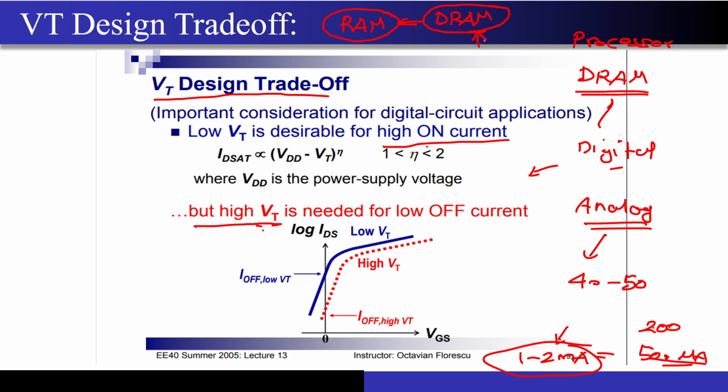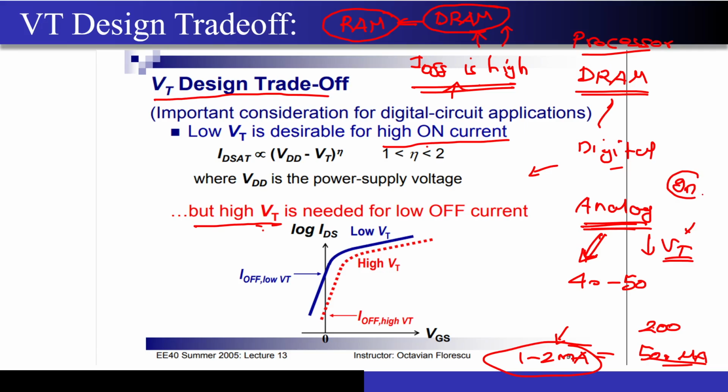Correct? So now the problem here is that if you have a high leakage current, that is if your IOFF is high, then you have to increase the refresh rate here, which will again consume power. Correct? So in digital circuits like processors and memory, you can't afford to have high off current. But in analog circuits where the power consumption is low, you can afford it and you can reduce the VT to increase the gain or to increase the GM of your circuit.